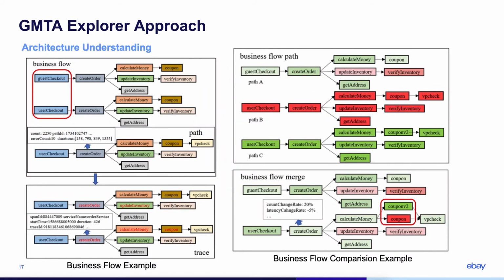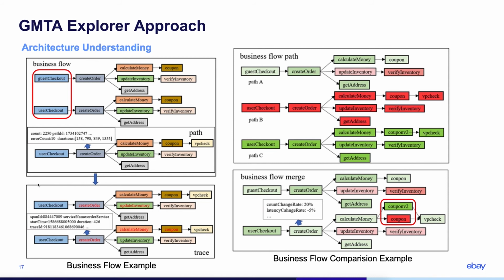The first use case that GMTA supports is architecture understanding. There are 2 examples we give here, and they are mocked UIs. The left picture shows the basic visualization functions of GMTA Explorer. The squares in the picture represent operations. Operations with the same color belong to the same service. GMTA Explorer can provide 3 levels of visualization: business flow, path, and trace. The business flow in the figure has 3 different paths.